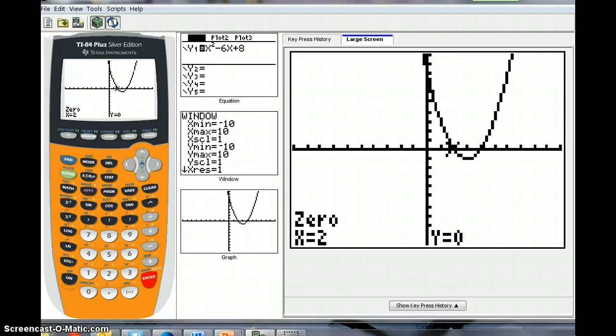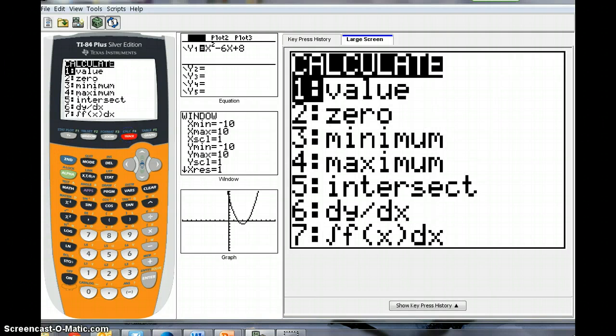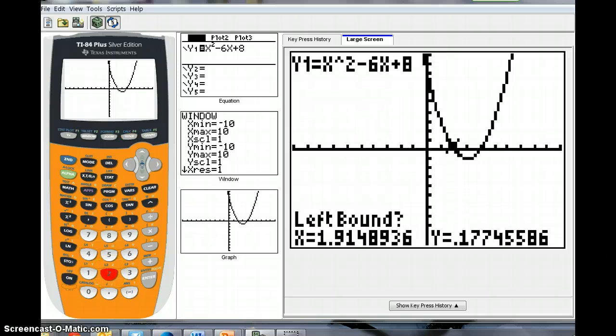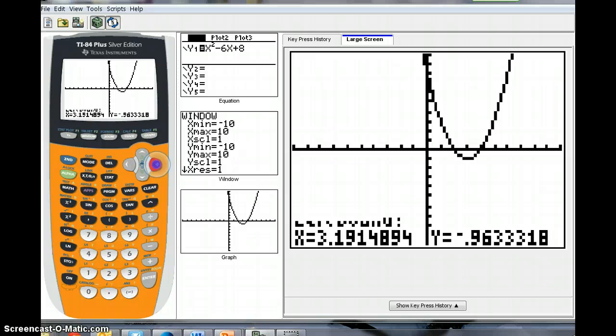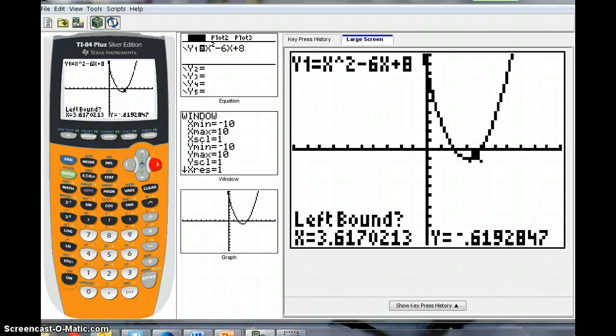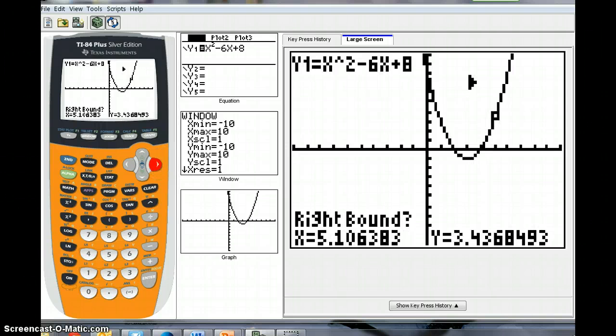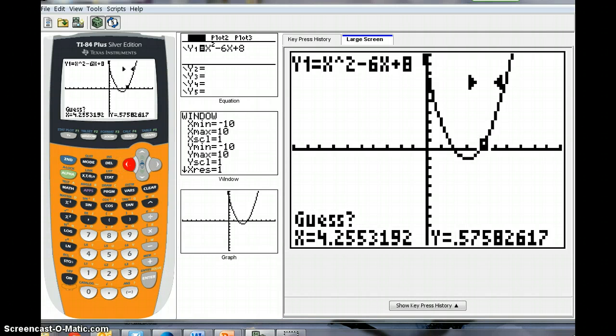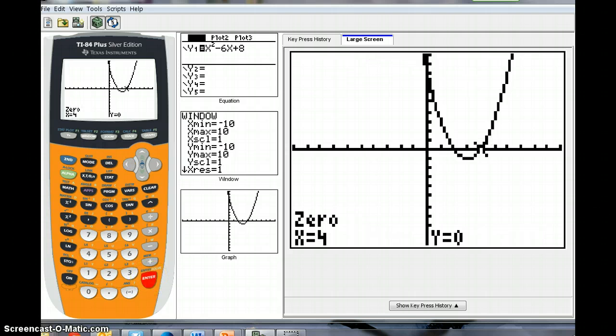Let's find the next x-intercept. Go second calculate, also zero. Scroll to the left of that second x-intercept. Anytime you're left of it, you can press enter. It'll put a boundary marker up there. Now get right of it. We are now right of the x-intercept. Press enter, and you can make a guess somewhere near there and press enter a third time, and it tells us the second solution is 4.